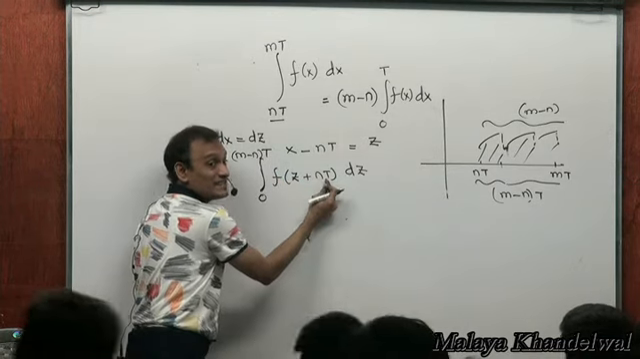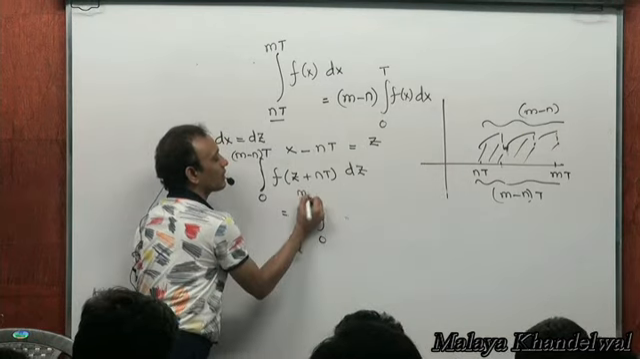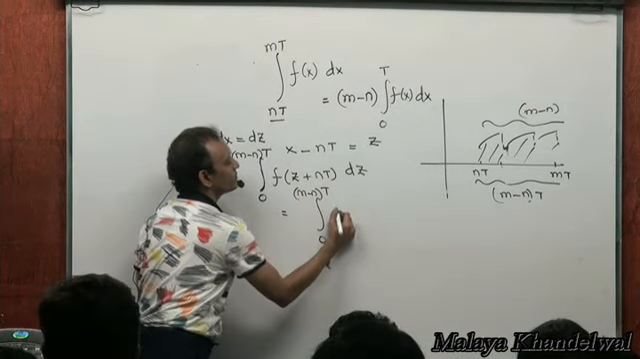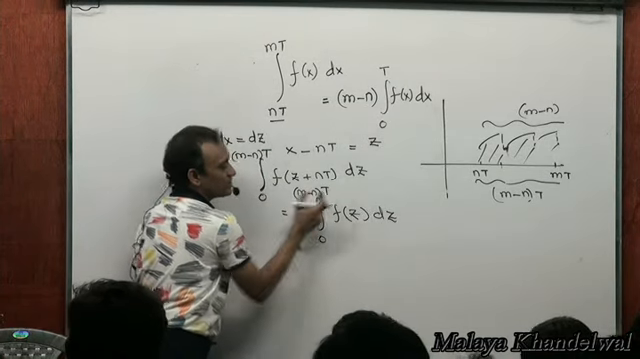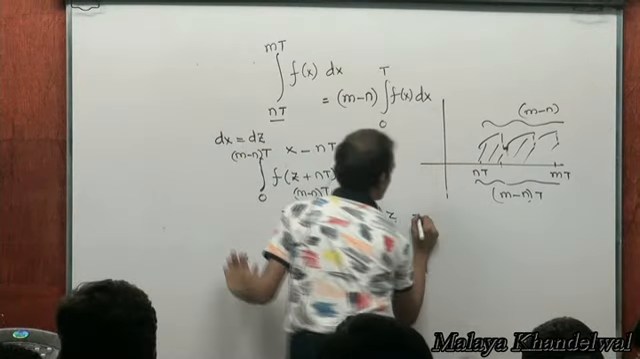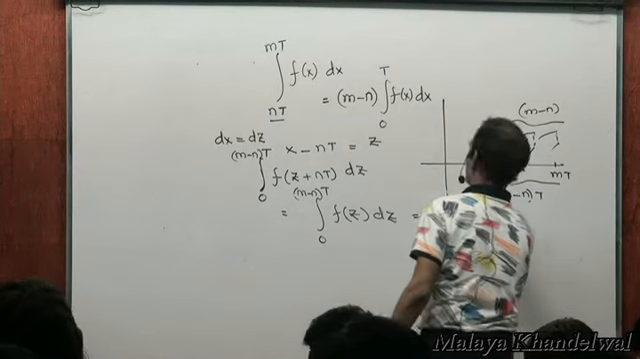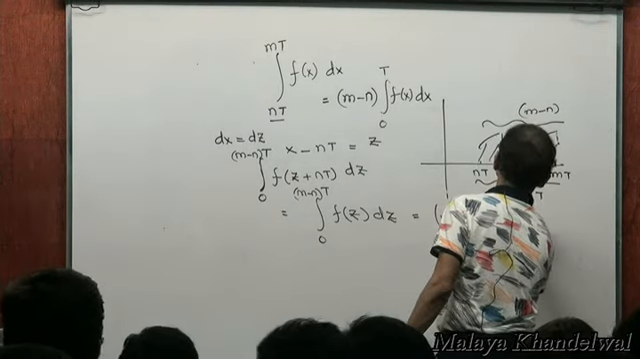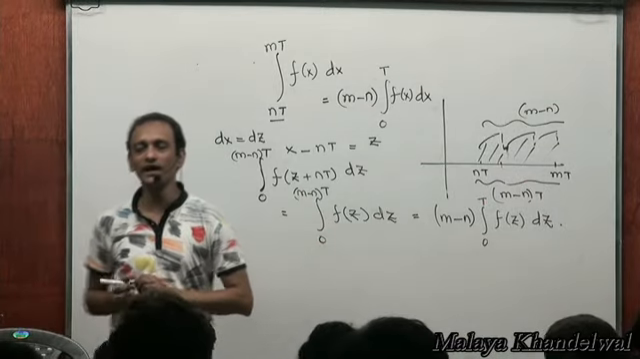But f(z plus nt) is the same as f(z). Since m minus n is an integer, I told you, if t is the periodicity, this m minus n can come out. That was an earlier property. So this is (m minus n) times the integral from 0 to t of f(z) dz.